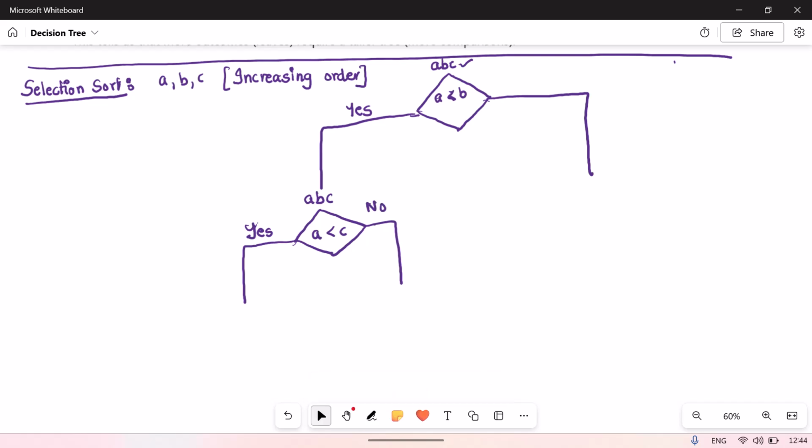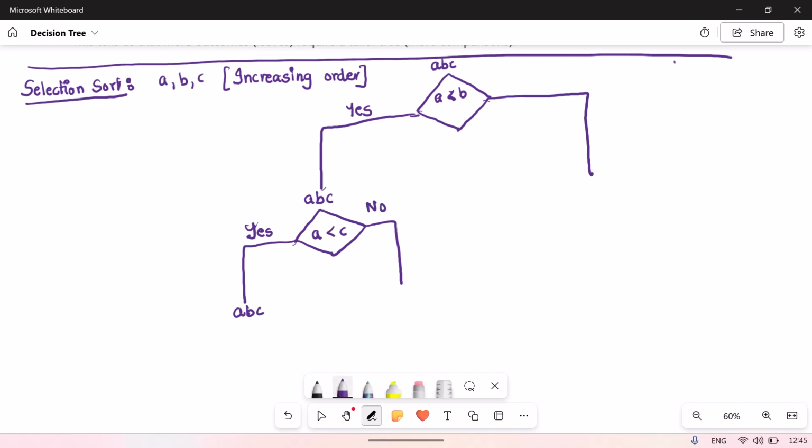Okay, if it is yes, what will happen? See, if A is less than C, that means this order will still remain the same because A is first, then B, then C. If A is less than C, the order remains the same: A, B, and C. Okay, let me erase all the unwanted things here.